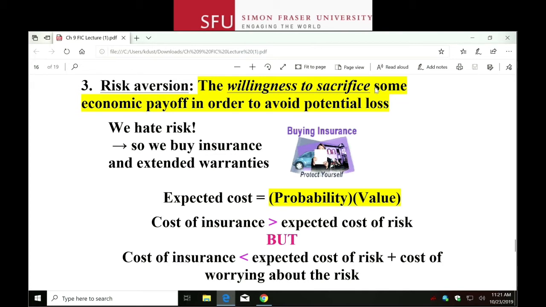Well, car insurance you have to buy. But there's other types of insurance where you don't have to buy it, but you buy it anyway because when you buy the insurance, then you don't have to worry about it anymore, right? You know that you're covered if something bad happens. So for most people, the expected cost of the risk plus the cost of worrying outweighs the cost of the insurance, and that's why we buy insurance.